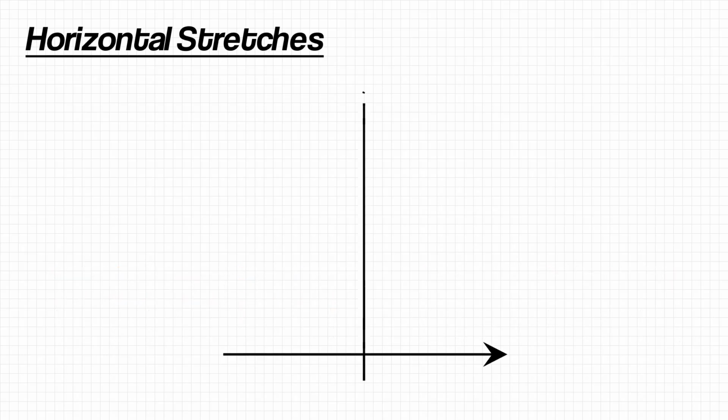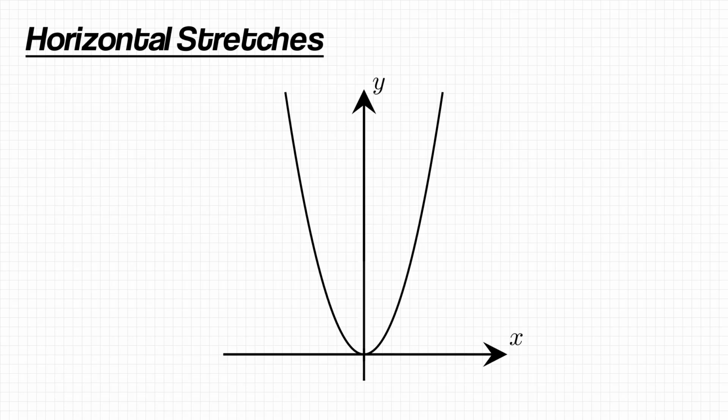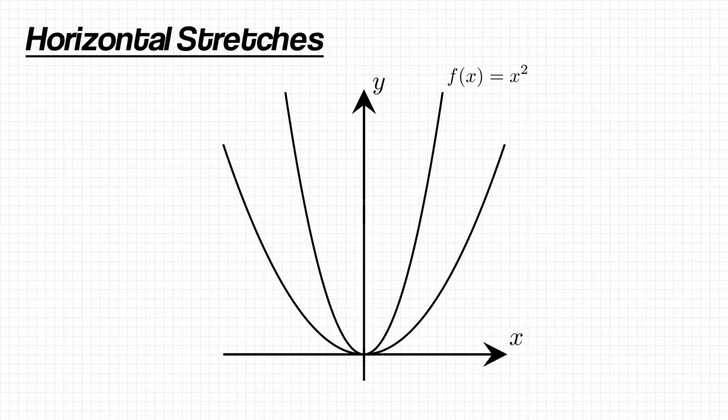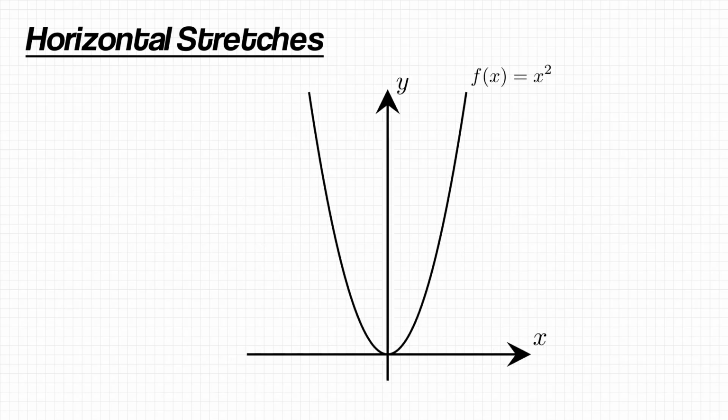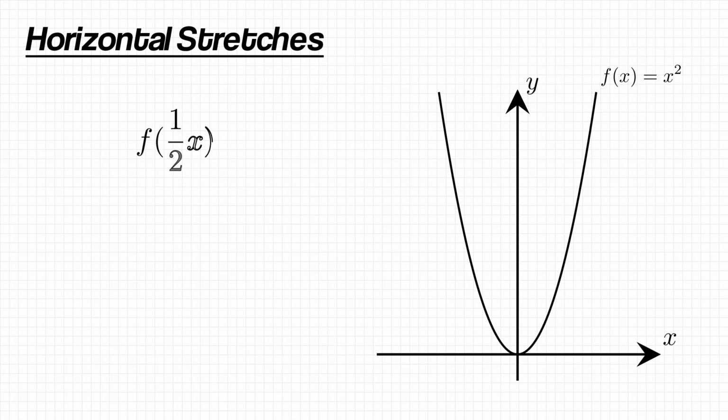Let's apply this transformation again to the graph of f of x equals x squared. If we plot the graph of f of a half x, that would actually stretch the graph horizontally by a scale factor of 2. To see how this works, let's pass an input through the function.